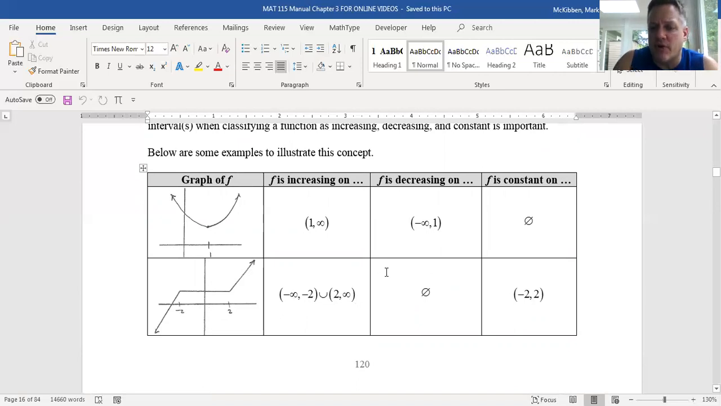One thing you'll also notice, and it's a subtlety, it's not really all that critical, but you notice I'm always using open intervals here. You typically don't include the x values where it changes from one to the other. That's just convention. It doesn't mean it's wrong if you do. It's just convention to list them as open intervals.